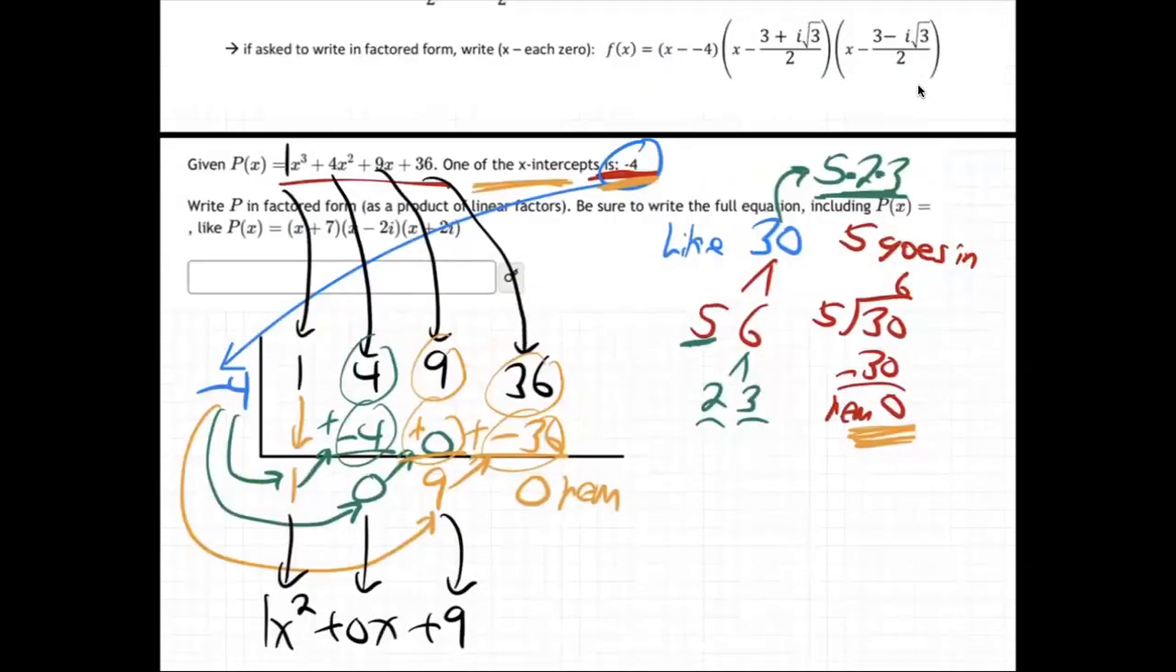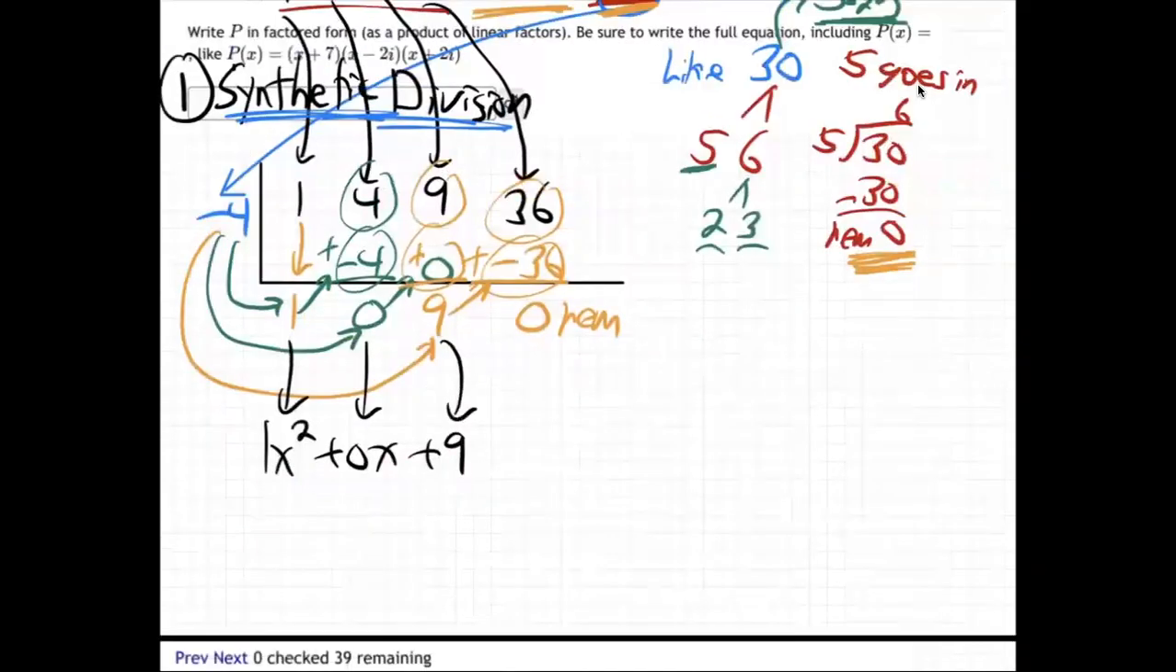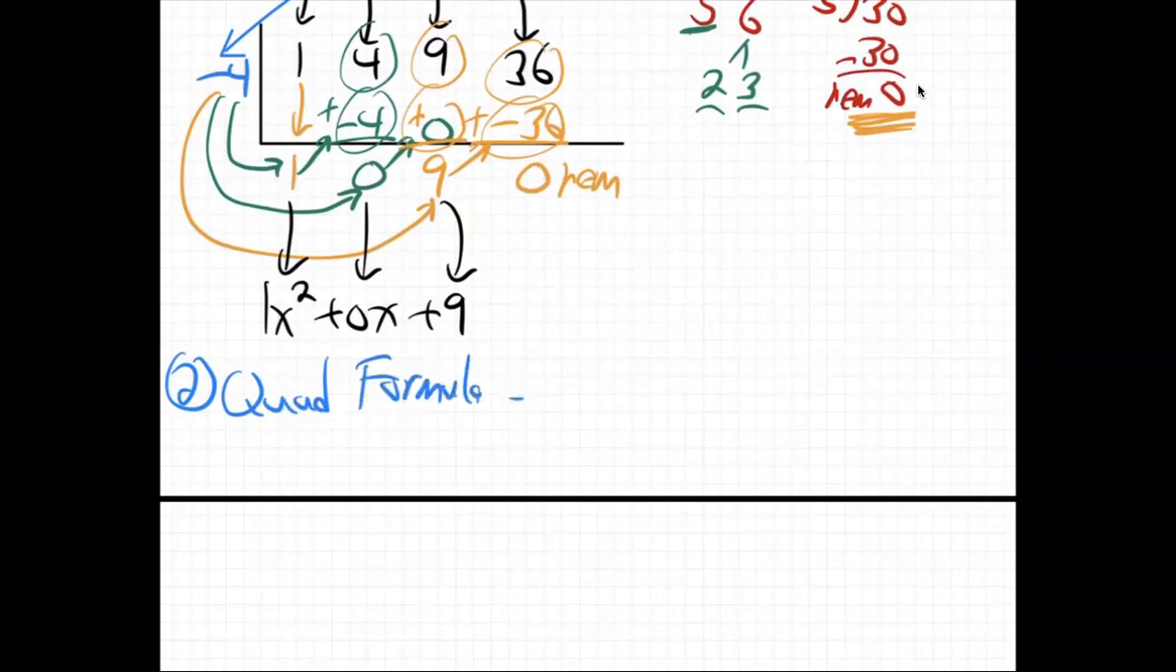So let me write that in. So step 1, what did we just do? We just did synthetic division. Okay, and now for step 2, we're going to do the quadratic formula on the remainder that's left, 1x squared plus 0x plus 9.